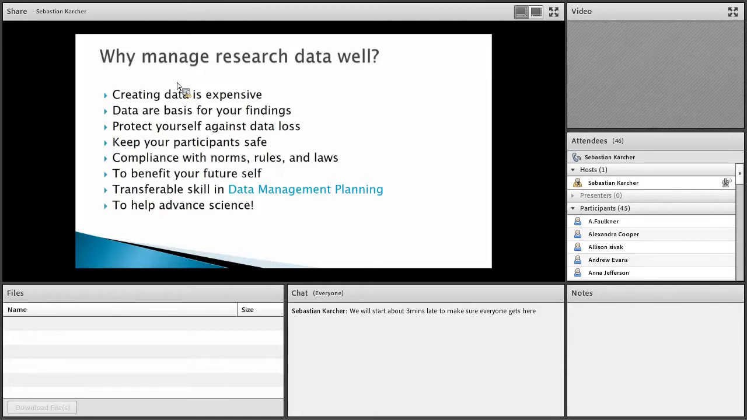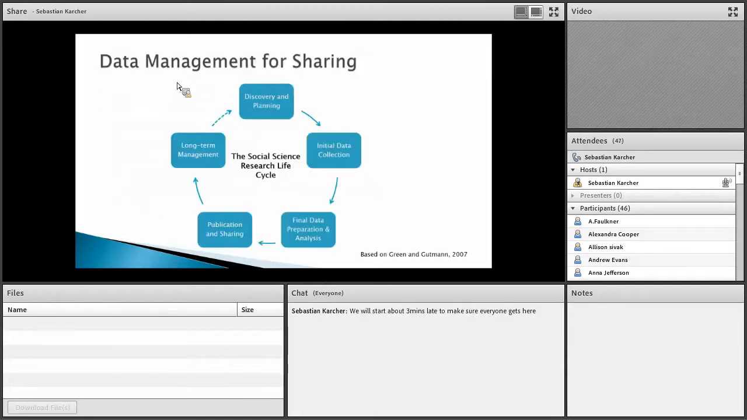Hi, everybody. So after discussing briefly with Sebastian why manage research data well, the next and most obvious question is how to do it. The way to think about good data management is to think about all the data steps as a subset of the research steps that a researcher would take during the course of the life cycle. And here is one of many renditions of the familiar concept or metaphor of the research life cycle.